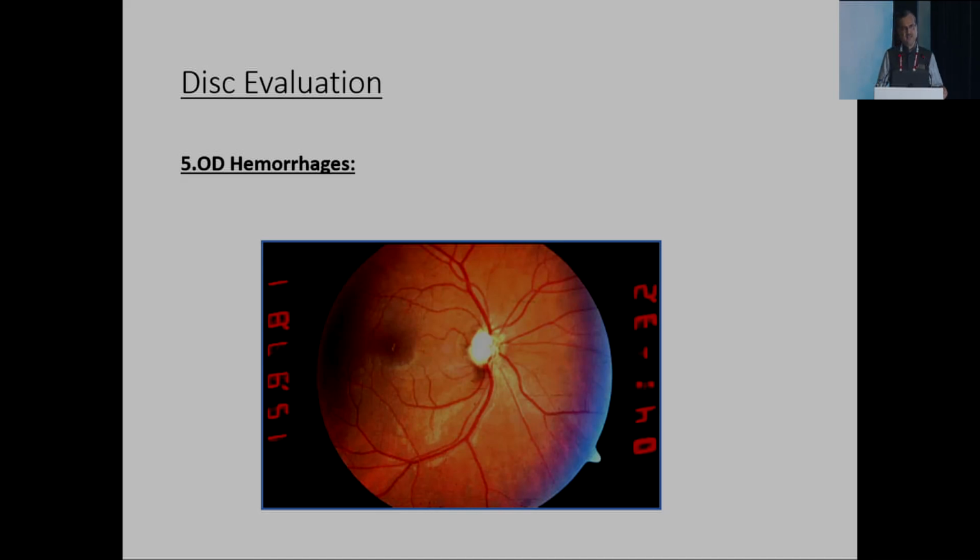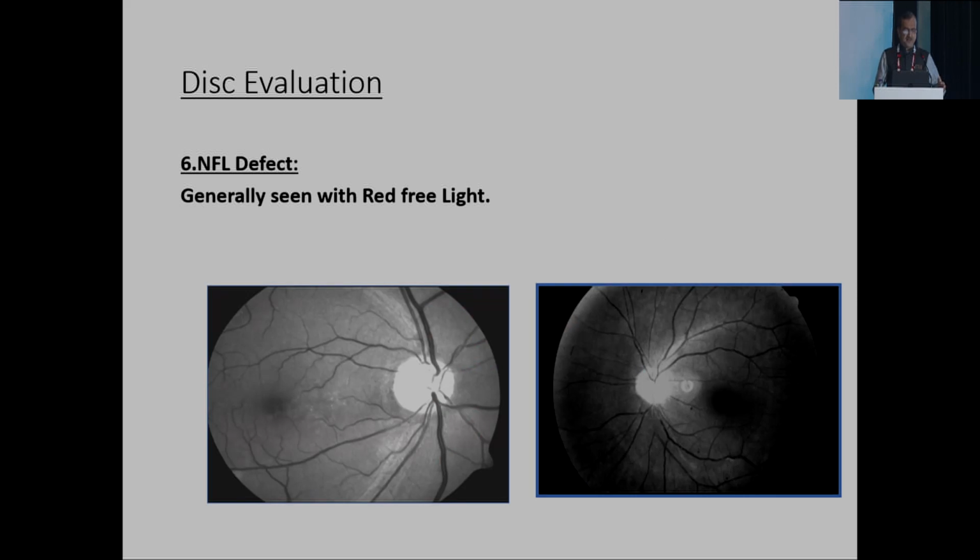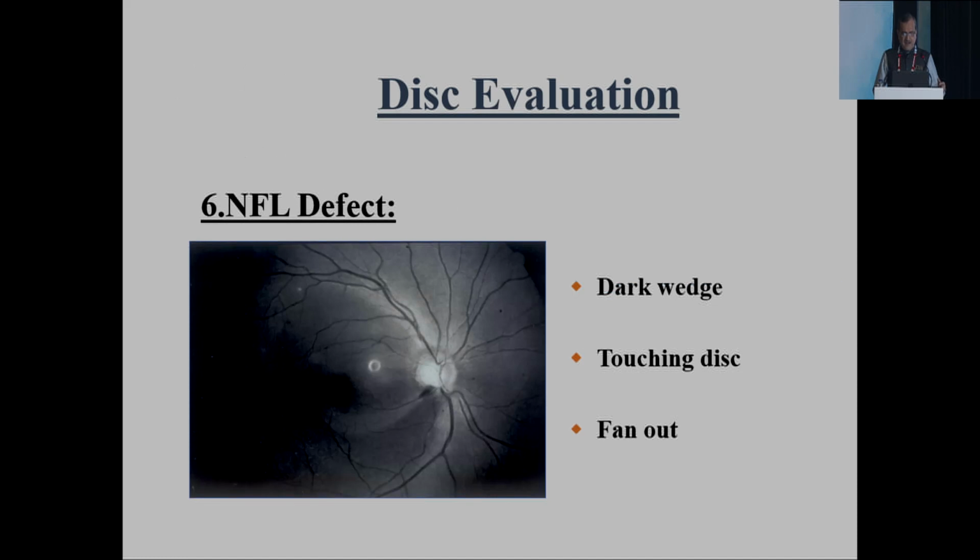Optic disc hemorrhages, always rule out a hemorrhage, because the hemorrhage will not look at you. You look at the disc carefully and say that there is no hemorrhage. The nerve fiber layer defect is generally seen better with a red-free light. And how does it look?